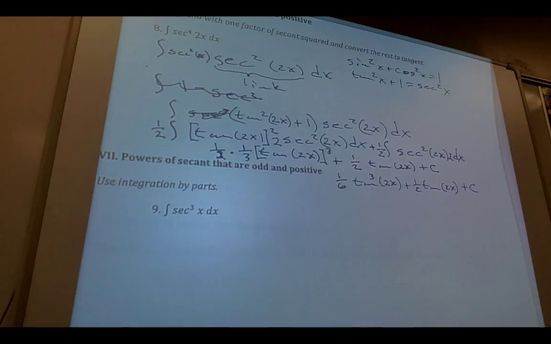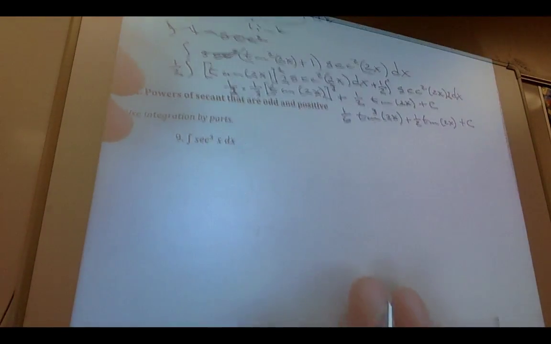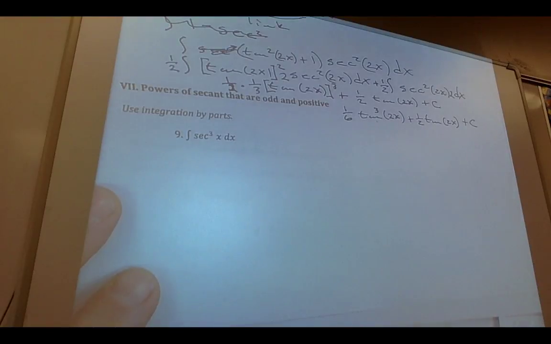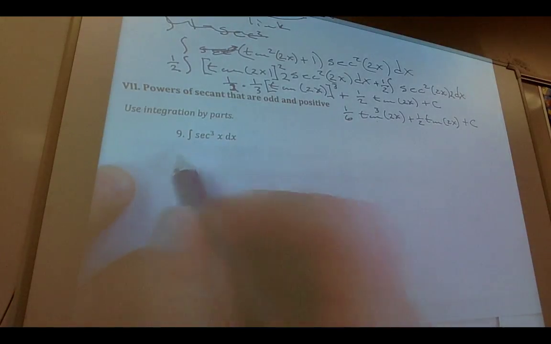All right? So you can see the process is kind of the same. You're trying to create the derivative and then reverse the power rule, almost for every single one of these. This one says use integration by parts. What should that look like?